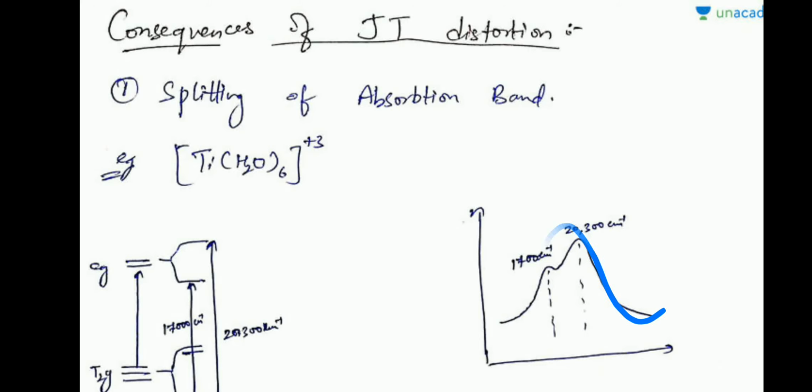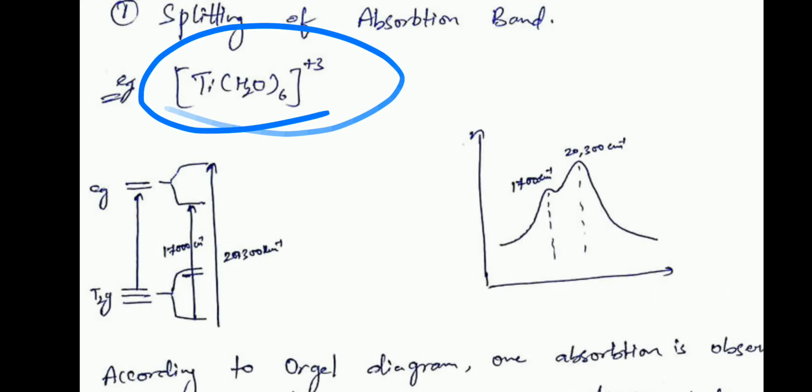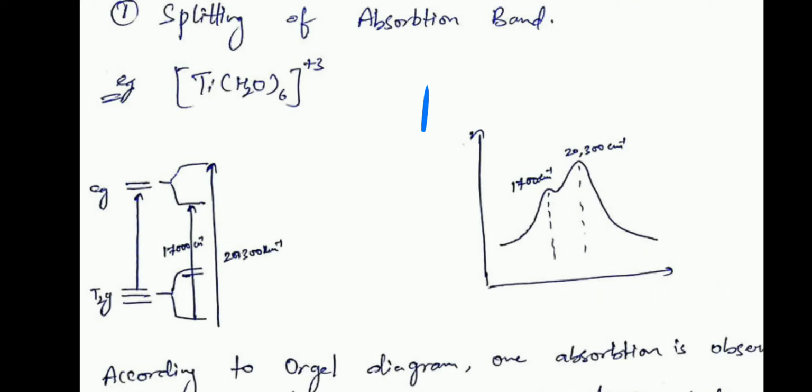Now what happens when a complex is taken where Jahn-Teller distortion is possible? Let's say we are talking about titanium H2O6 plus 3. Here titanium is in plus 3 oxidation state, so it's a d1 complex, which means it has one electron in the T2g orbital. That means the T2g orbital is asymmetrically filled, so you have a weak Jahn-Teller distortion. Due to it, this T2g orbital splits into two parts, the degeneracy is lost, and similarly the degeneracy of the Eg orbitals is also lost and they split into two orbitals.